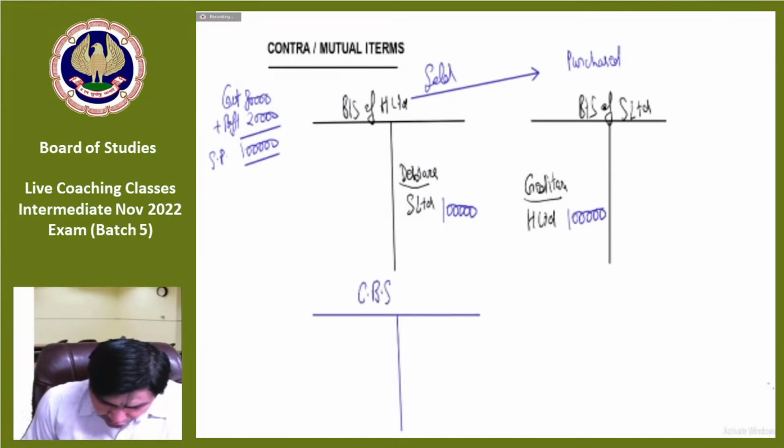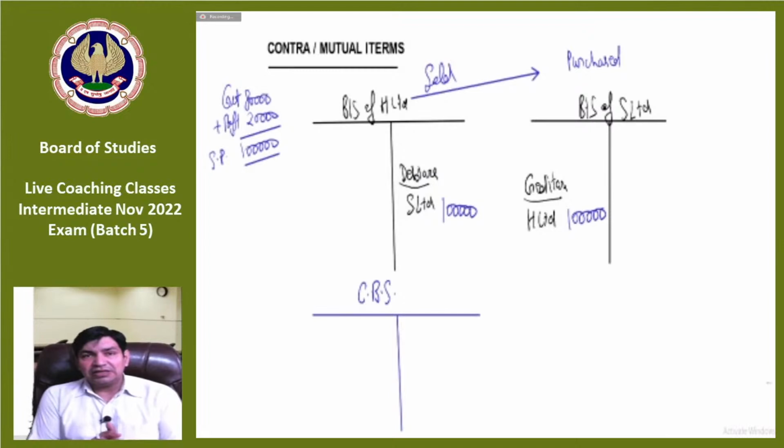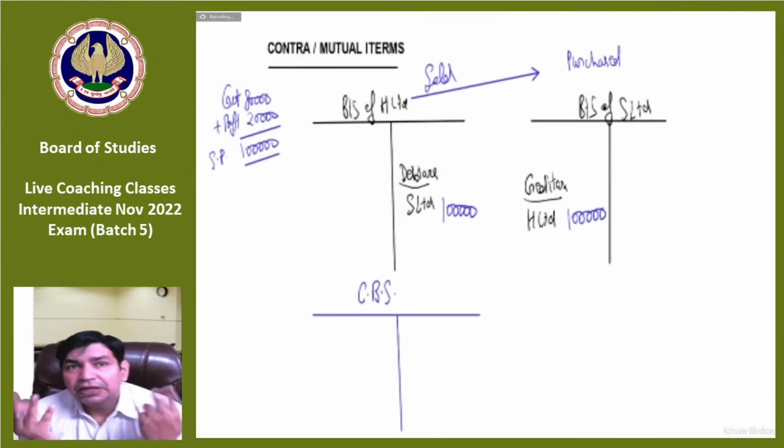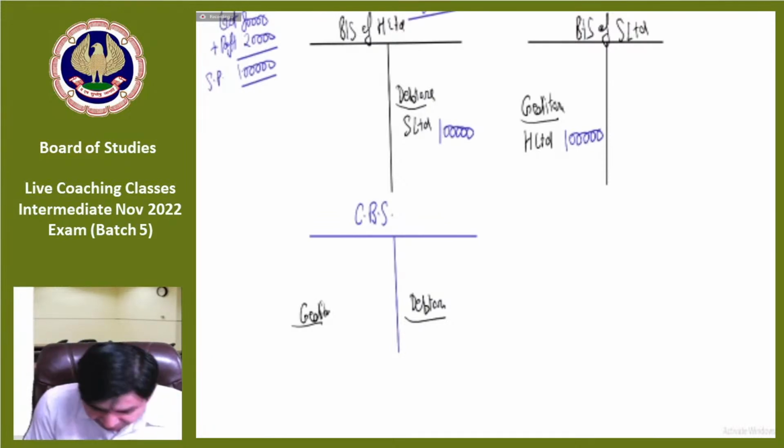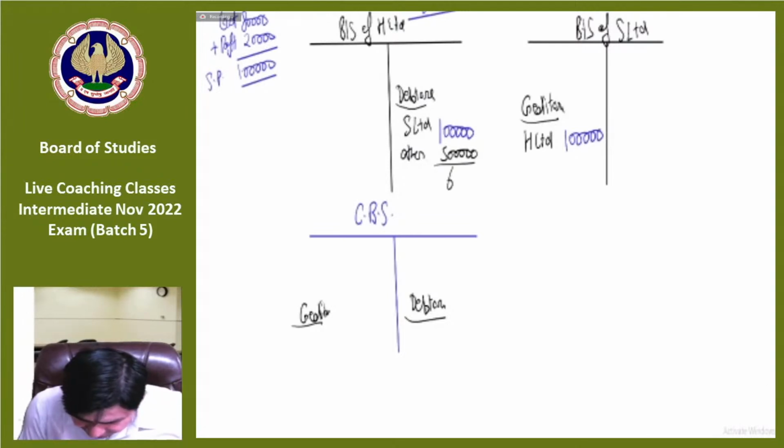It means both of the balance sheets are being merged. All the assets are merged with the assets of the holding company, and all the liabilities are merged with the liabilities of the holding company. While consolidating, we do it in the same way as we did in amalgamation. Suppose the holding company's other debtors were 5 lakh, so total debtors in the books of the holding company were 6 lakh.